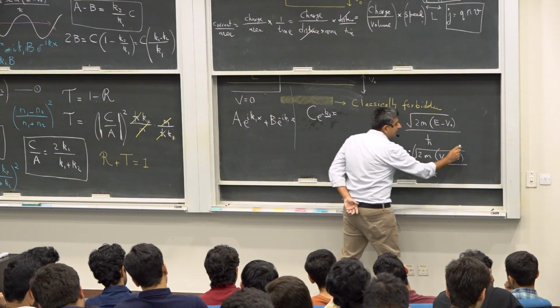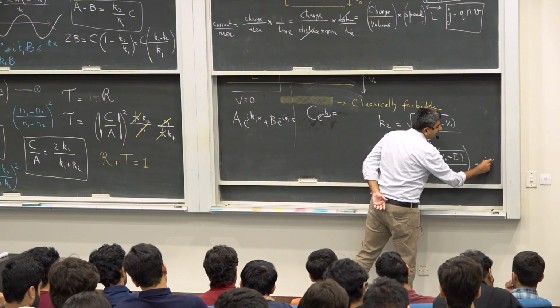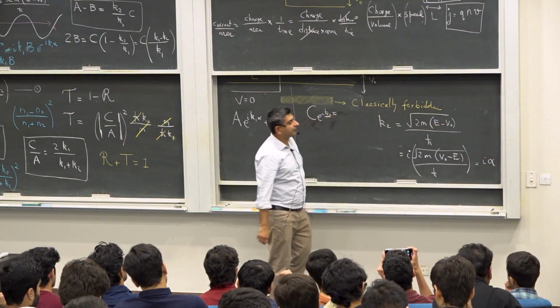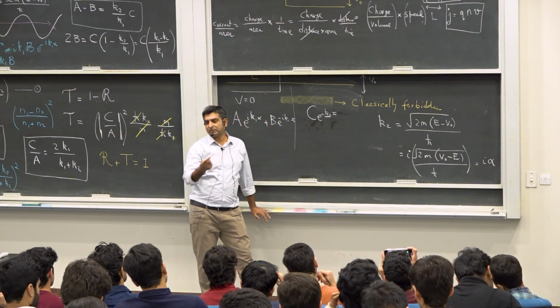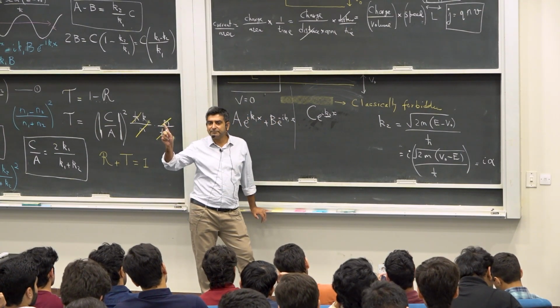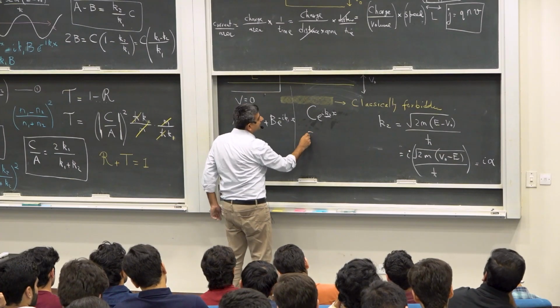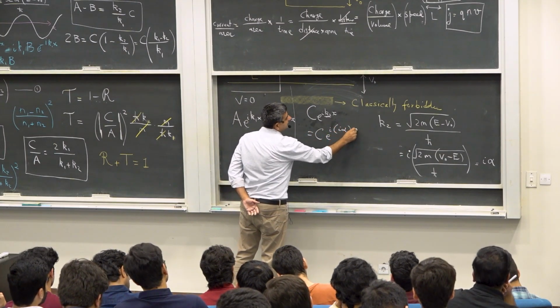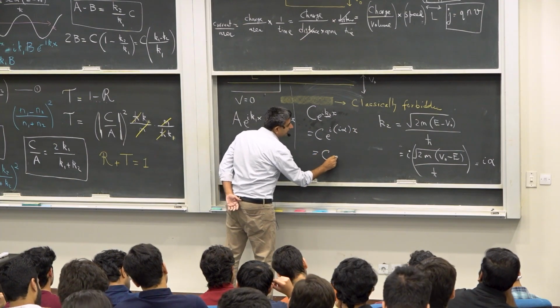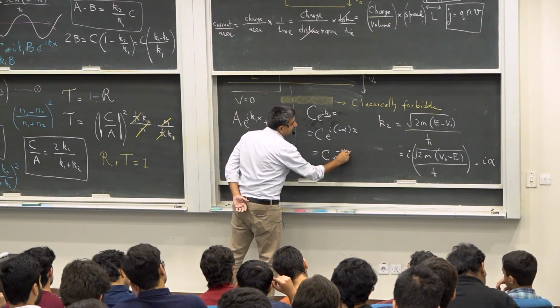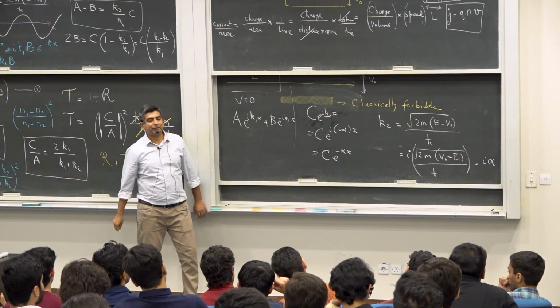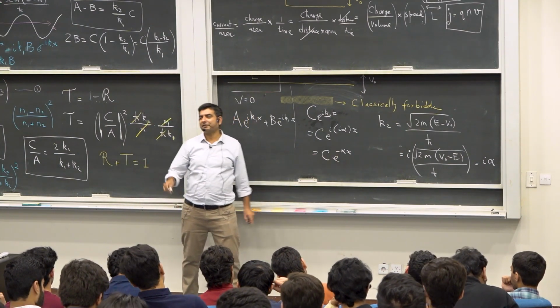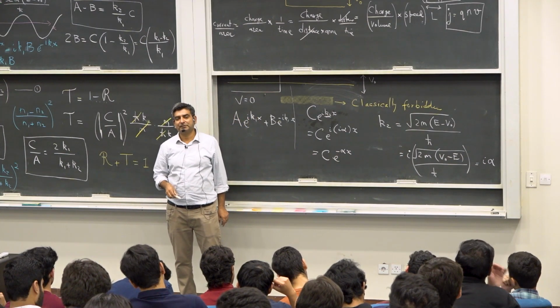Let's call this thing alpha. So I can write this as i alpha. Alpha is now a real positive number. i alpha is complex. Correct? So now this thing becomes C e^(i·i alpha x). This becomes C e^(-alpha x). Now this is not an oscillatory function. It does not have an iota part in it.